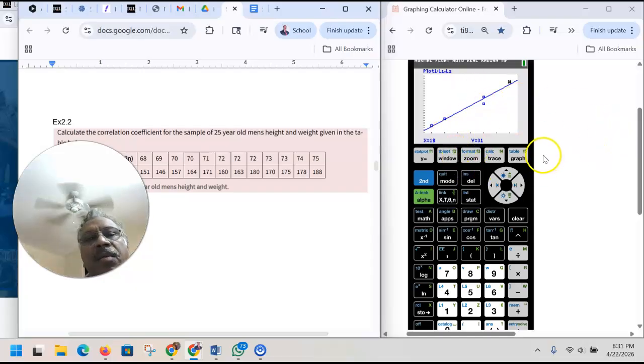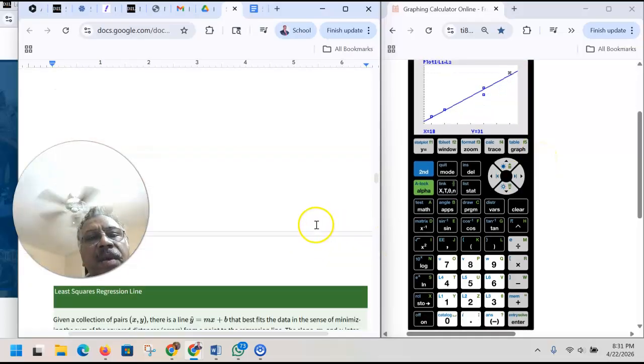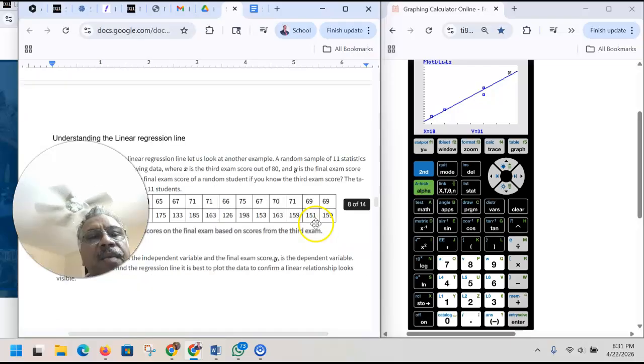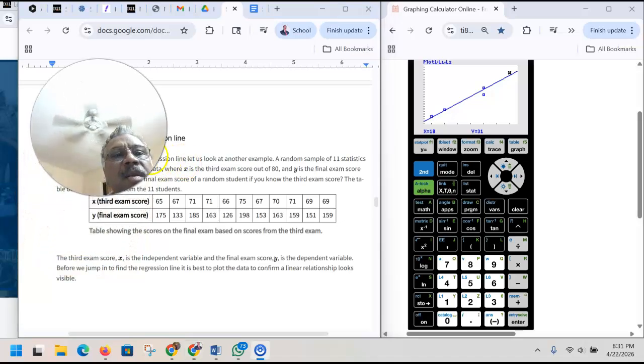The height and the weight we did. Then we can see another example with different data. Third exam and the fourth. Let's do this piece. To better understand a linear regression line, look at another example, example 11.